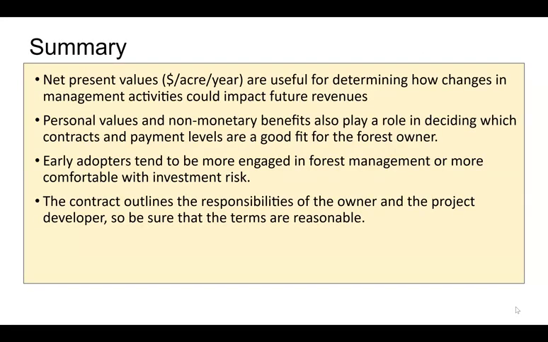In summary, net present values are useful for understanding how changes in your management could impact future revenues. This gives you the financial justification for your decisions, but personal values and non-monetary benefits, like the importance of maintaining a legacy or biodiversity, are also key factors in deciding what works best for you and your land. Our research shows that early adopters are often more engaged in forest management and comfortable with investment risk, possibly because they are less concerned about potential losses. For them, delaying harvest might not be as big of an issue as it would be for others.